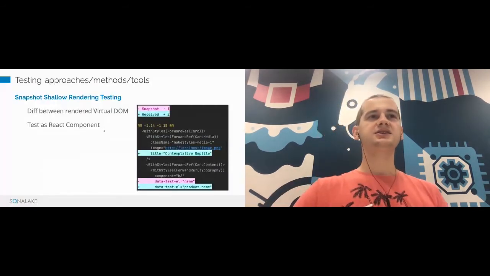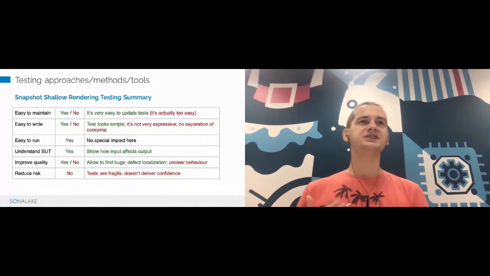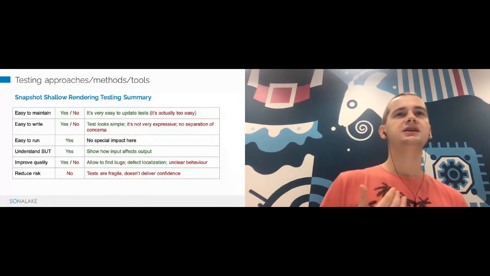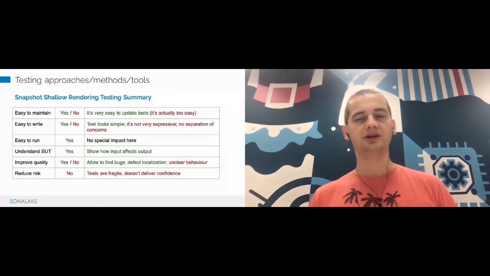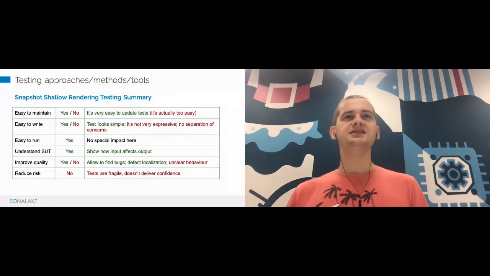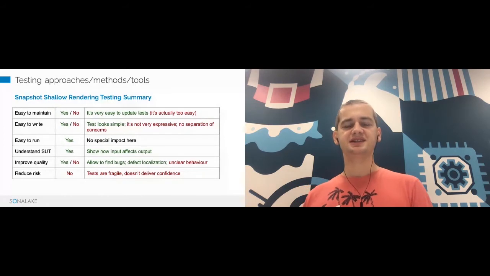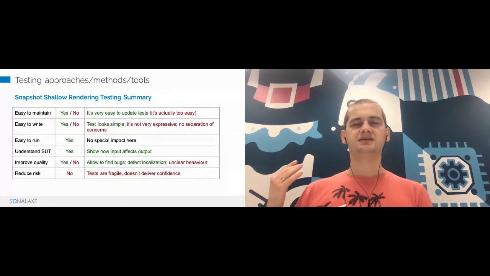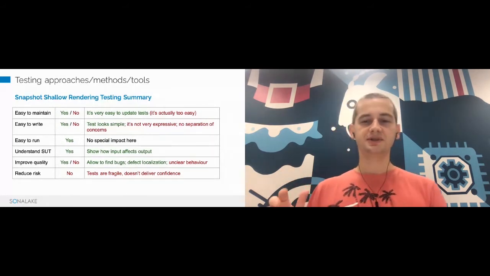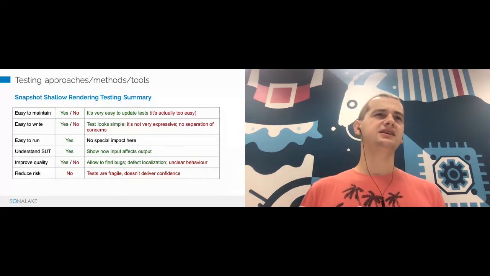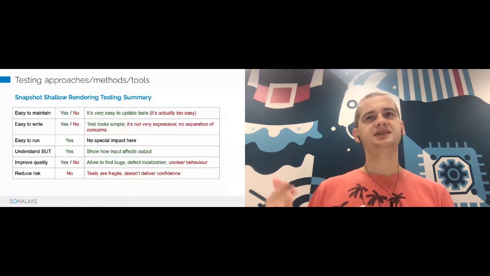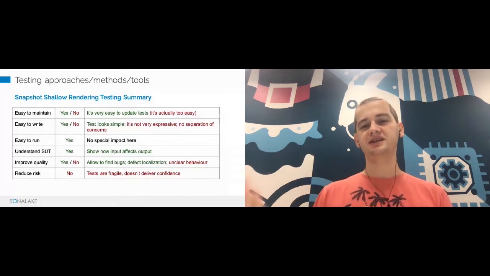Okay, so when we talk about snapshot shallow rendering testing, it's very similar to the previous one, but there are small differences. It's the same, very easy to update the test. It's the same, too easy, because you can just press update and it will fix it for us. It is easy to write. Yes, the test looks simple, but again, it's not expressive.